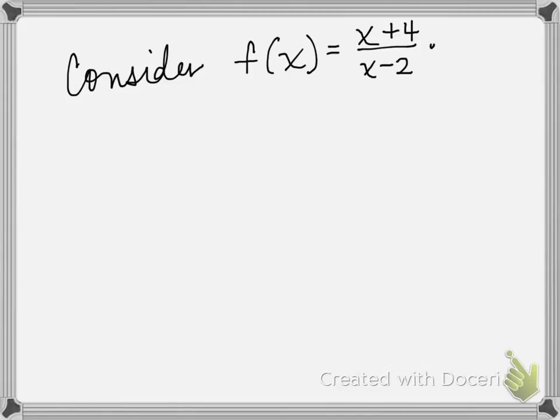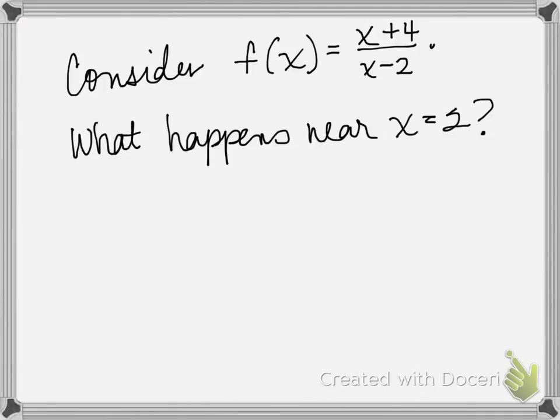We want to keep talking about limits, and in this video we're going to talk about infinite limits. So let's consider this function f of x, which is x plus 4 over x minus 2. This is a continuous function on its domain, but let's realize that 2 is not in the domain. So what happens to f near x equals 2?